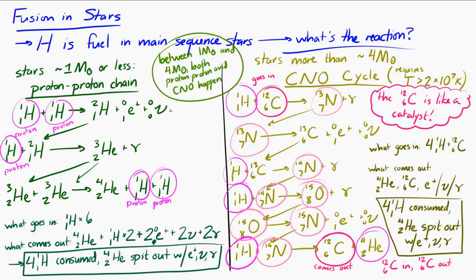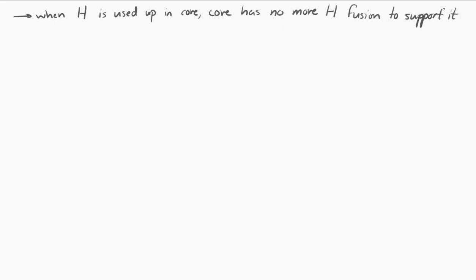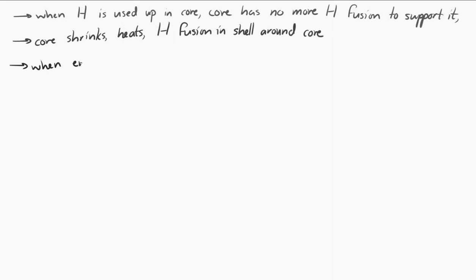Now, no matter what type of hydrogen fusion is happening in the core, once the core uses up the hydrogen that's in there, the core doesn't have any more hydrogen fusion to support it. So it begins to shrink, and it heats, and then hydrogen fusion happens in a shell around the core, and then eventually, when enough helium builds up in the core, the temperature and pressure increase in the core until it can fuse helium in something called the triple alpha process.